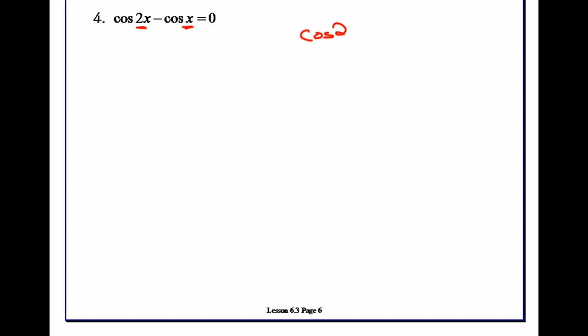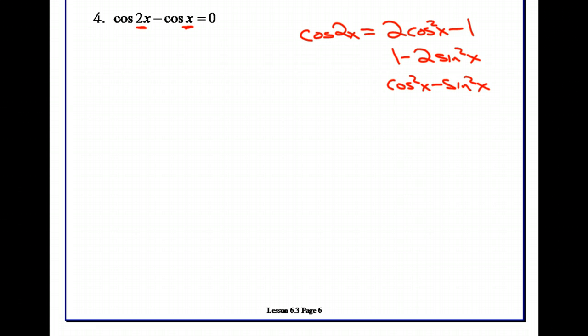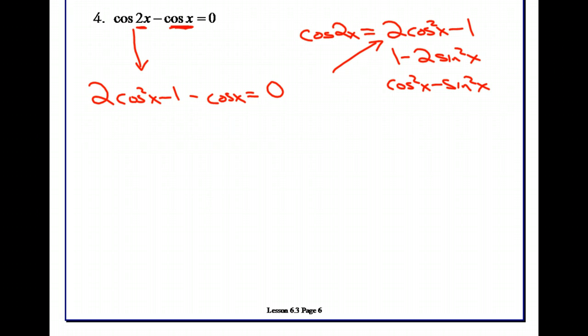So go back to chapter 5, and we had identities for the cosine of 2x. You had 3 of them, so you can look those up. But one identity for the cosine of 2x was 2 cosine squared minus 1. Another was 1 minus 2 sine squared. And the third one was cosine squared minus sine squared. Well, in this problem, since we have a cosine in here already, let's choose the one that has a cosine in here. Let's just do a substitution. Cosine of 2x is 2 cosine squared of x minus 1. We've got minus the cosine of x equals 0.